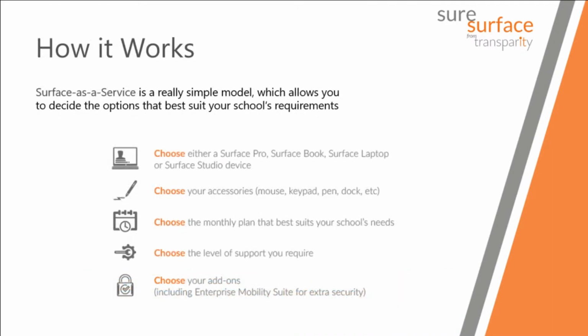So the way that you go about bundling up, looking at how you would purchase the Surface as a Service offering. So first of all, you choose a Surface device, and I'll go through those in a short while. You can then pick accessories that you want as well. You choose your monthly plan, and that's based on 24 or 36 months, depending on what suits your needs. You pick the level of support that you require from Transparity, and a lot of that will be dependent around what size of internal IT team you guys have got.